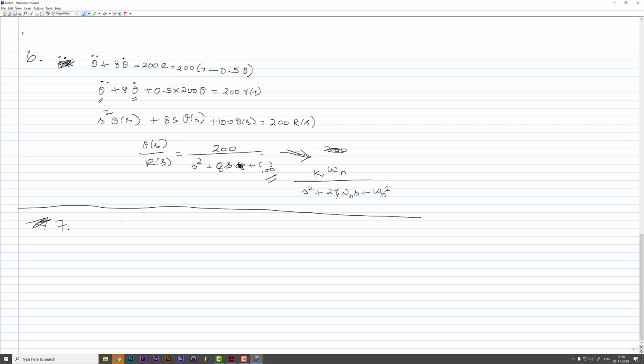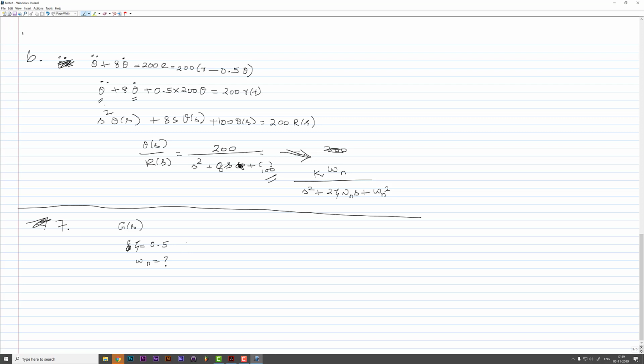So the seventh problem is a simple problem. Open loop transfer function G of s is given, and the damping ratio is also given as 0.5. In that case, you are asked to find the value of k, peak overshoot, peak time, rise time, and settling time. So all these values can be found if you know zeta and omega n.